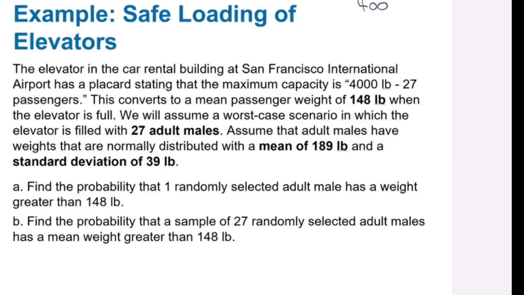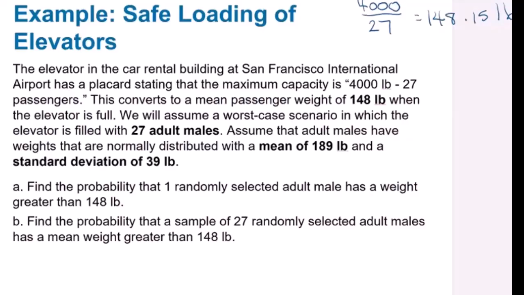4,000 pounds divided by 27 passengers, and we get 148.15 pounds. We're rounding it to 148 pounds when the elevator is full. We assume a worst case scenario in which the elevator is filled with 27 adult males.